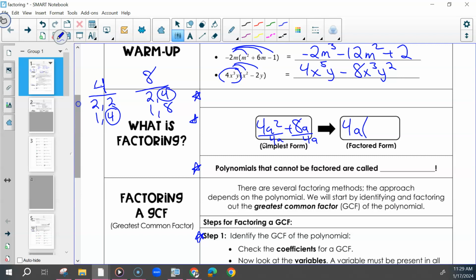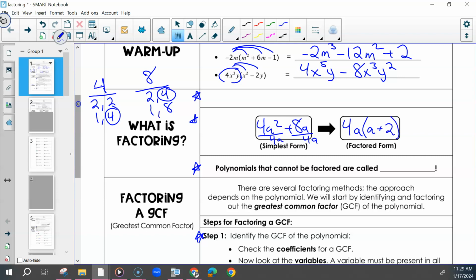So 4a squared divided by 4a, what would be left there? Not the 4, so those will cancel. Just 1a, and then nothing else. So I can put the plus from the original. And then if I divide 8a by 4a, what's left? Just 2. The a's would cancel. This is 2.